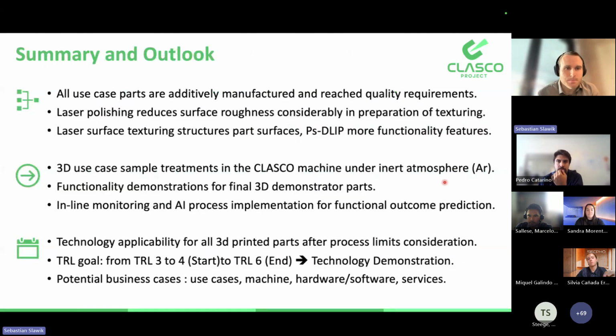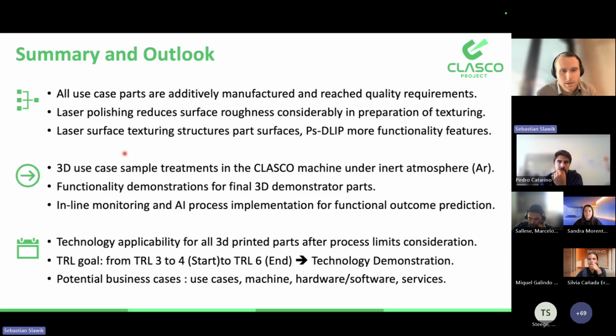Yeah, short summary and outlook. So all use case parts have been additive manufactured and reached quality requirements. Laser polishing reduced the roughness considerably. After laser polishing, the laser surface texturing structured the part surfaces. Picosecond laser gives us more functionality features here.